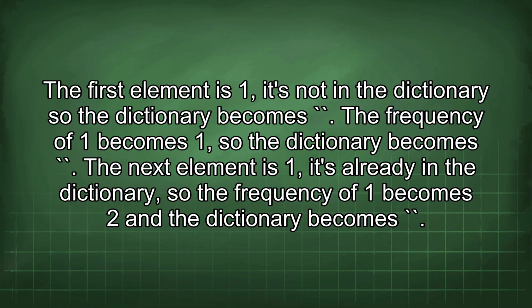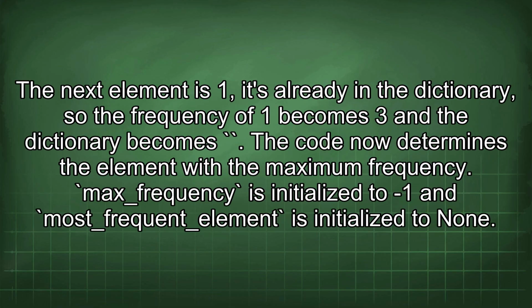The next element is 1. It's already in the dictionary, so the frequency of 1 becomes 2 and the dictionary becomes {1: 2}. The next element is 1. It's already in the dictionary, so the frequency of 1 becomes 3 and the dictionary becomes {1: 3}. The code now determines the element with the maximum frequency.